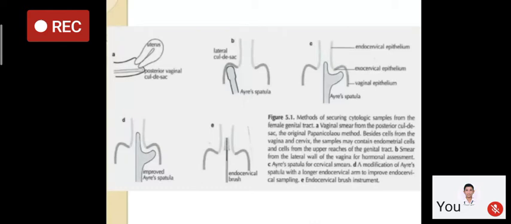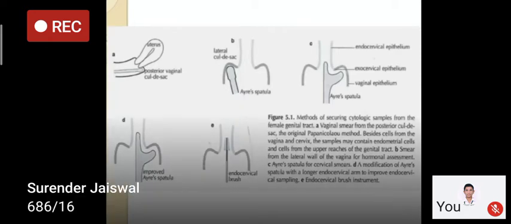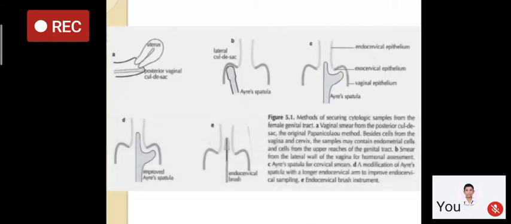This figure is showing the Ayer spatula. First we take the sample using the Ayer spatula, and then we introduce the longer end. This is A, the sample taken from the cul-de-sac. Second is the Ayer spatula. We don't do B or A, and then we use C and D. Just concentrate on C and D. The longer lip of the Ayer spatula goes inside the canal, and it is rotated by 360 degrees once, and then it is taken out, and the smear is made.